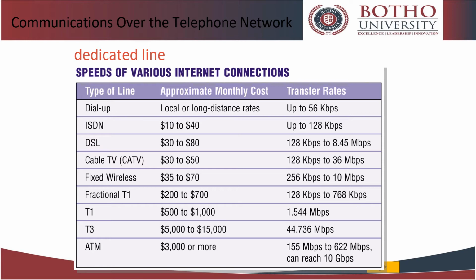It is classified into four types: ISDN line, DSL, T-carrier line, and ATM. ISDN stands for Integrated Services Digital Network. DSL is Digital Subscriber Line. T-carrier line is the Digital Transmission Line. And then we have Asynchronous Transfer Mode, which is ATM. You are seeing different speeds for these classifications in this image.